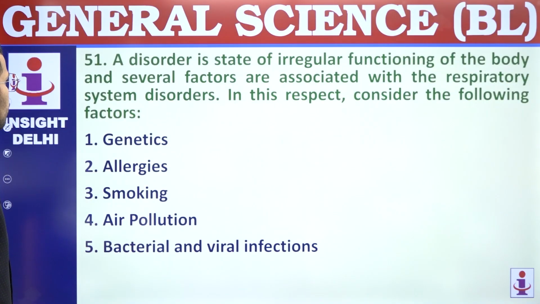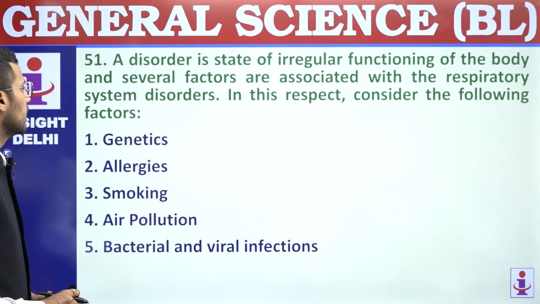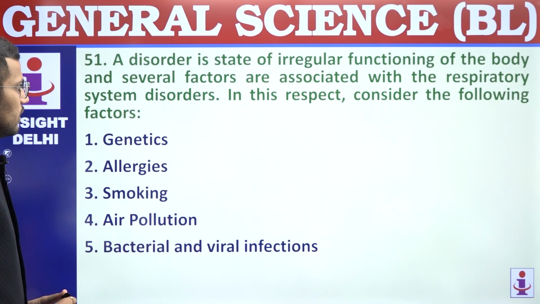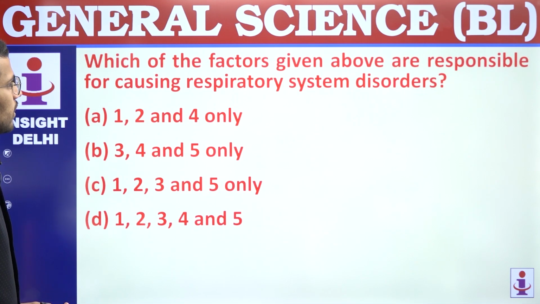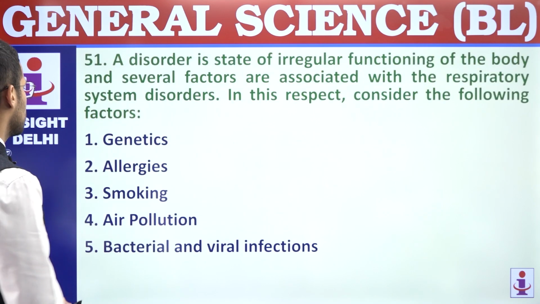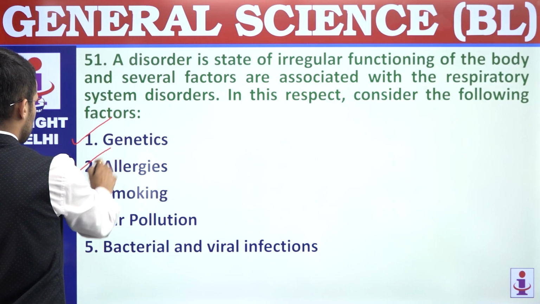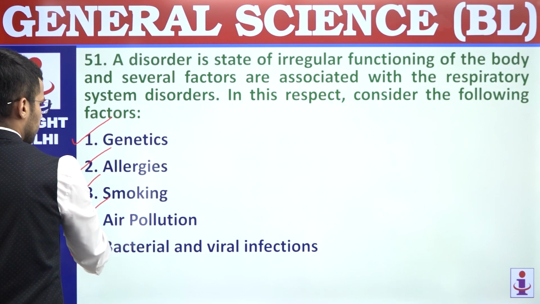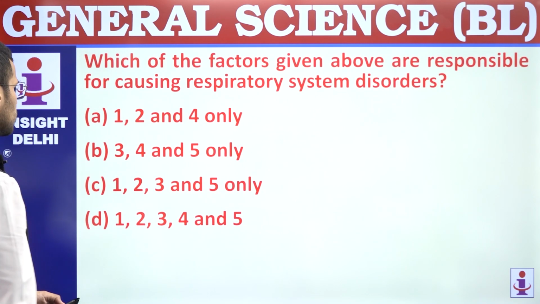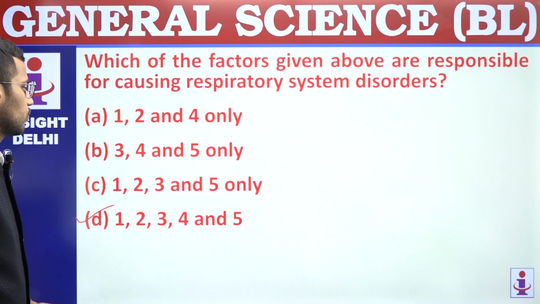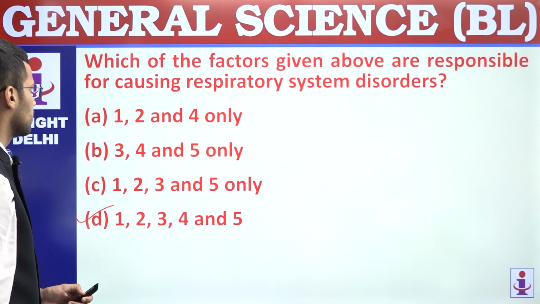Next, 51. A disorder is a state of irregular functioning of the body, and several factors are associated with respiratory system disorders. Which of the factors given above are responsible for causing respiratory system disorders? Respiratory disorders can be the result of genetics, allergies, smoking, air pollution, and bacterial and viral infection. So, all these are the factors which may lead to respiratory disorders. So, the answer should be D, 1, 2, 3, 4, and 5. Question number 51, answer is D.